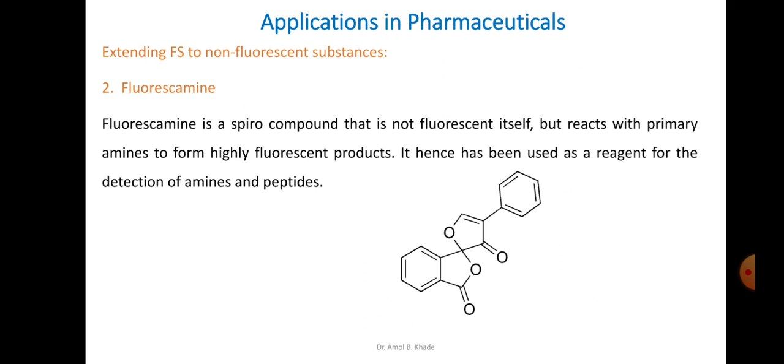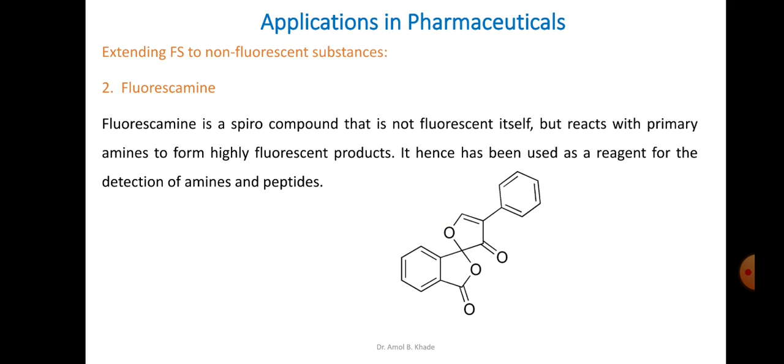Then next is fluorescamine. Okay, so this fluorescamine is a spiro compound. You can see in the structure, right. So the two rings which are fused at one single carbon, we refer to as a spiro compound. We have studied bridgehead compounds, right, the fused kind of heterocycles. Now in this case, two rings are combined at one carbon. So this is a spiro compound, and this compound itself is non-fluorescent, but when it reacts with a primary amine it will form a highly fluorescent product.